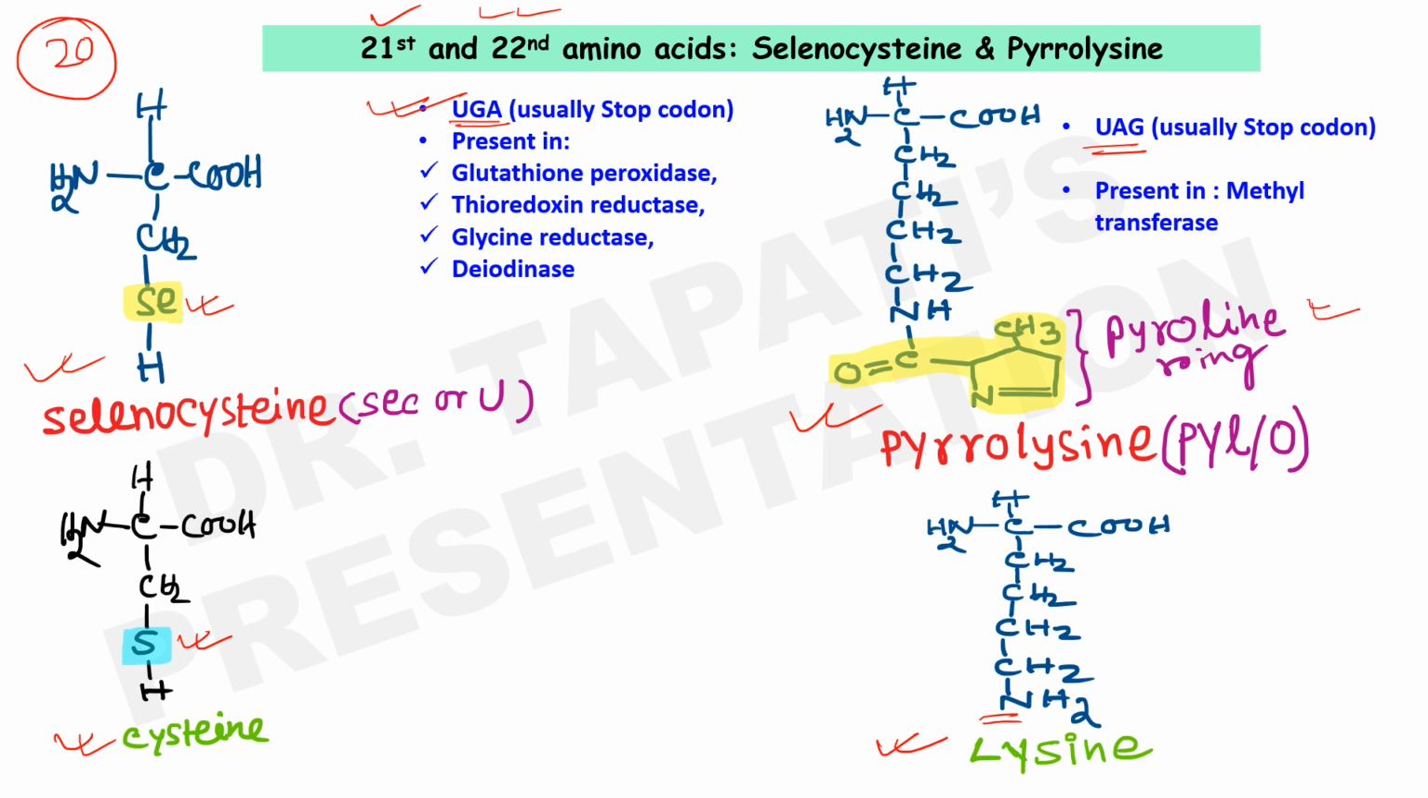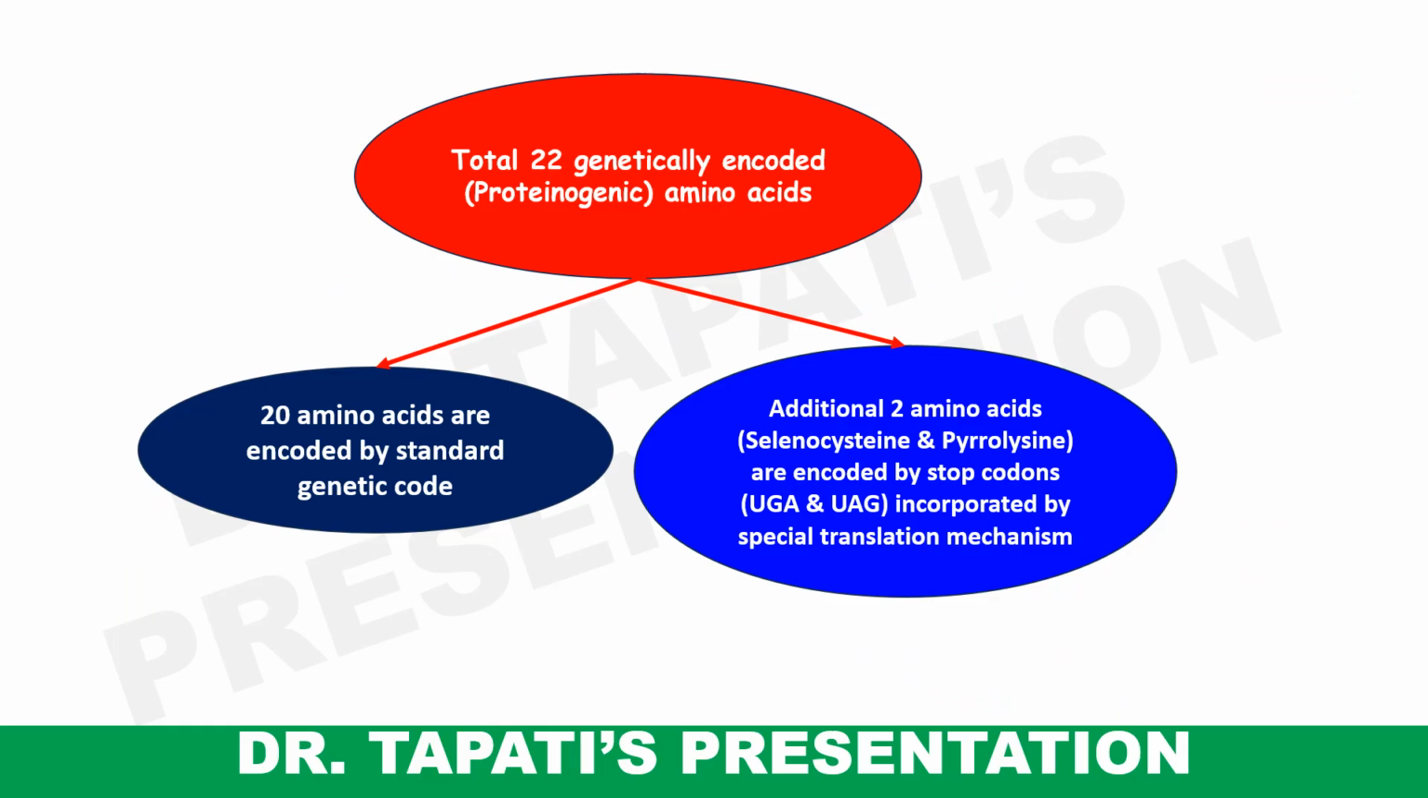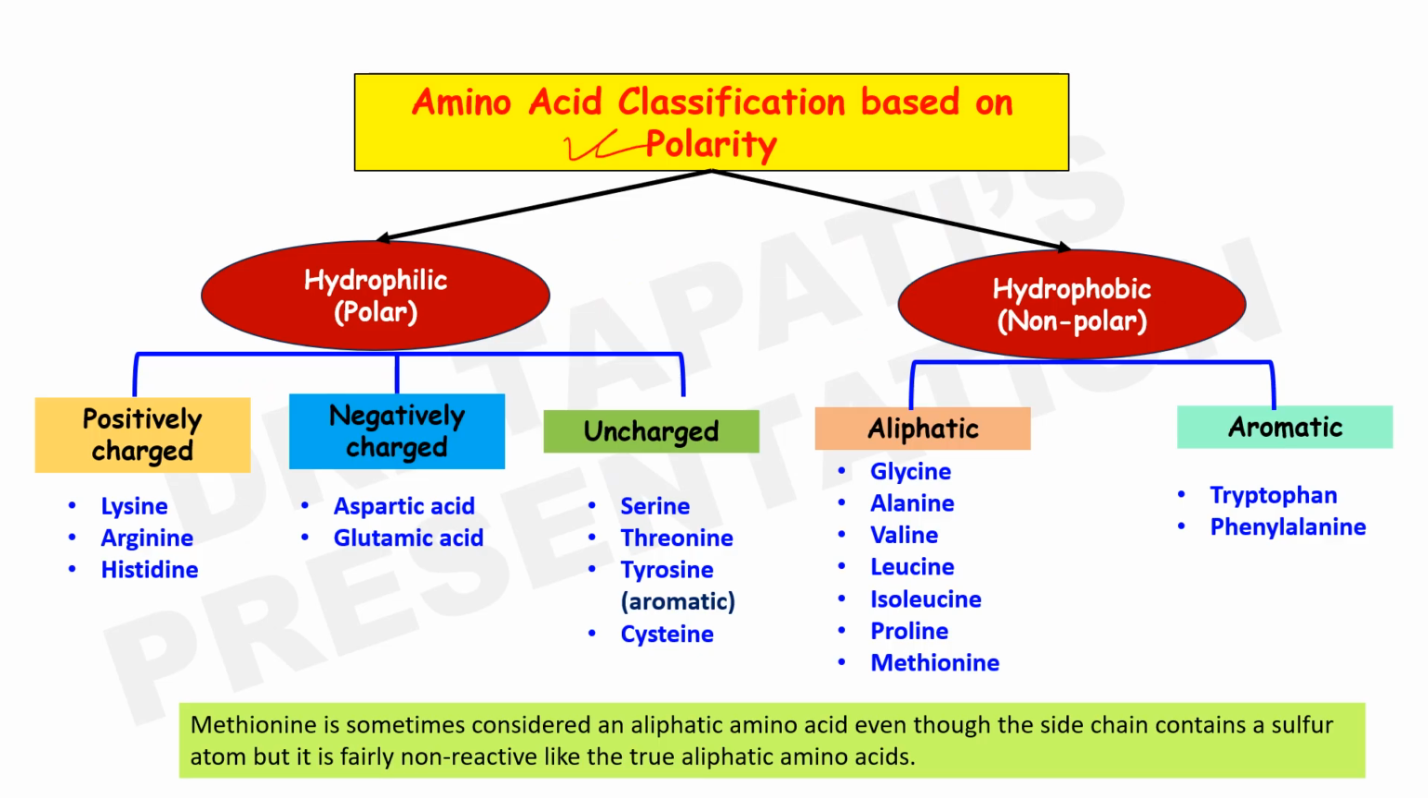a pyrroline ring is present. Just a few minutes back, I told you amino acids are classified into 3 groups: acidic, basic, and neutral. Although above 500 amino acids exist in nature, overall a total of 22 genetically encoded or proteinogenic amino acids are there, where 20 amino acids are encoded by standard genetic codes, whereas the additional 2 amino acids, selenocysteine and pyrrolysine, are encoded by stop codons UGA and UAG respectively, and they are also incorporated during protein synthesis or translation. However, based on polarity, amino acids can be classified into 2 groups: hydrophilic or polar, and hydrophobic or non-polar amino acids.